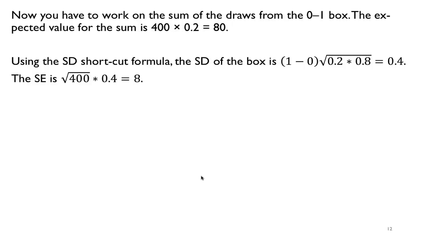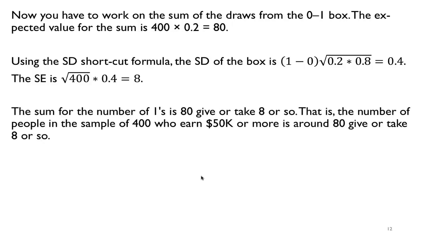Then using the SD shortcut, the SD for the box is 1 minus 0 times square root of 0.2 times 0.8, which is 0.4. So the SE for the number is root of 400 times 0.4, which is 8. This is all from chapter 17. So that means that the sum of the number of ones is about 80, give or take 8 or so. If I pick out 400 tickets, I expect to get about 80 ones, meaning 80 people in the 400 that earn at least 50K, and then the error is about 8 or so.